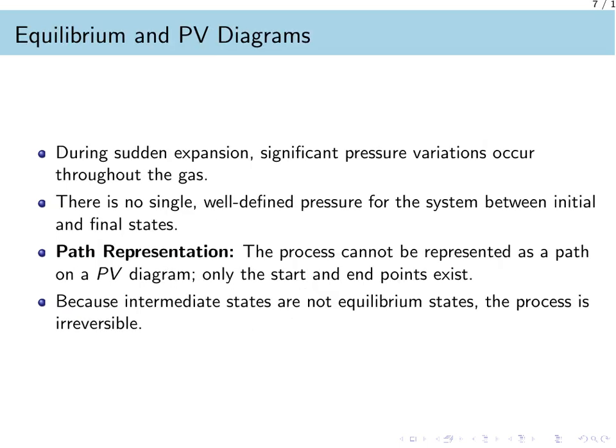Another way to understand why this expansion is irreversible is by looking at equilibrium. During a sudden expansion, the pressure varies significantly throughout the gas. This means there is no single, well-defined pressure value for the system at any moment between the start and the finish. Consequently, the process cannot be drawn as a continuous line or path on a pressure-volume diagram. We can only plot the initial and final points. Because the intermediate states are not equilibrium states, the process is, by definition, irreversible.